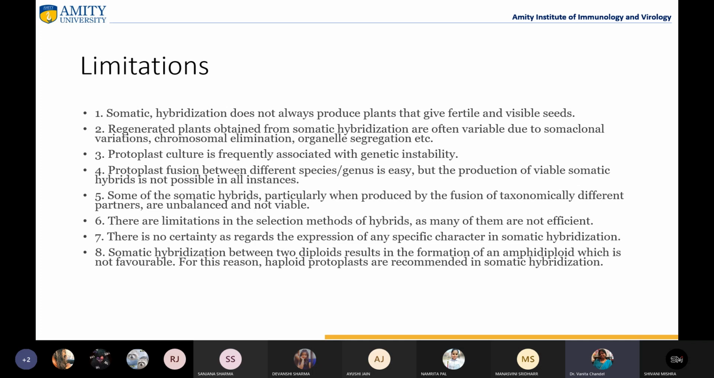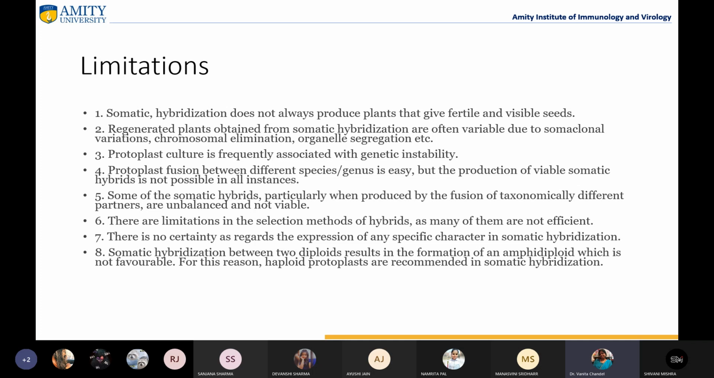Here, it does not always produce plants that give fertile and viable seeds. So we need to select plants that are able to produce viable and fertile seeds, right? Regenerated plants obtained from somatic hybridization are often variable due to somaclonal variation. So somaclonal variation is here also, right? And that is not a positive point, that we don't want here, right?